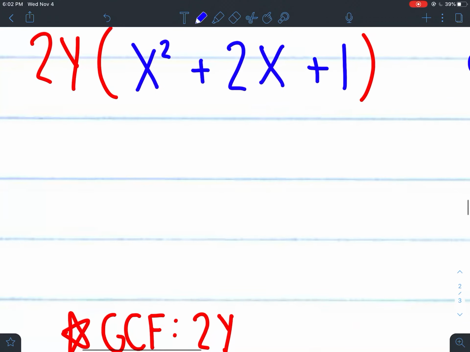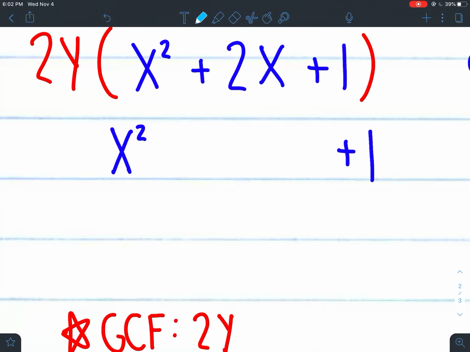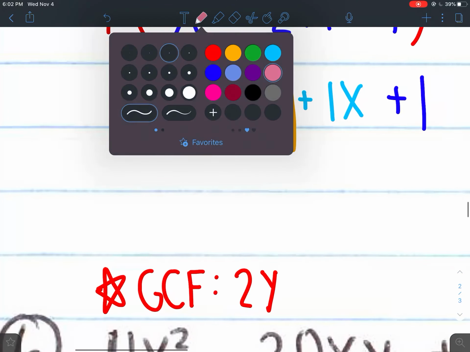Now, when I rewrite this trinomial into a polynomial of 4 terms, this x squared is going to stay the same, and positive 1 is going to stay the same. But then your 2 middle terms are going to be positive 1x and positive 1x. Okay? Because you're splitting that 2x out. You're uncombining like terms. Once you have 4 terms, you can factor by grouping.